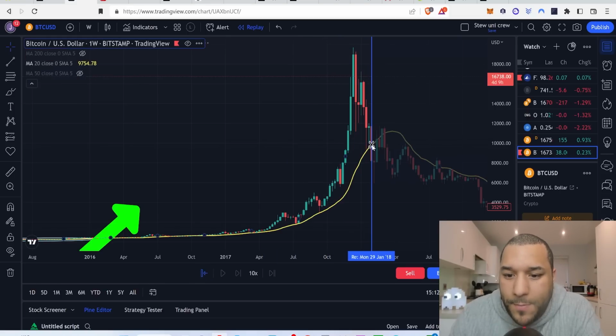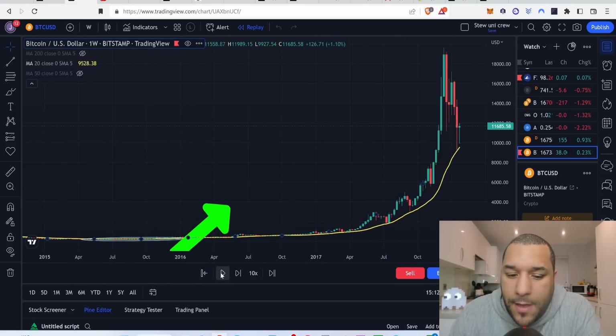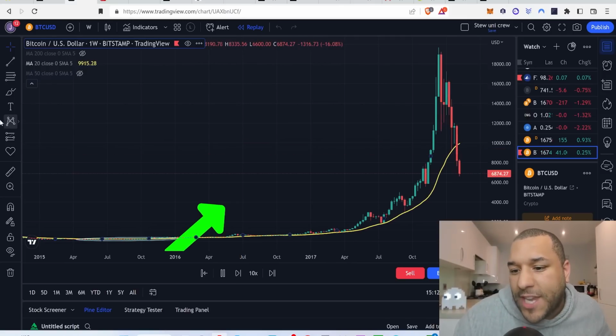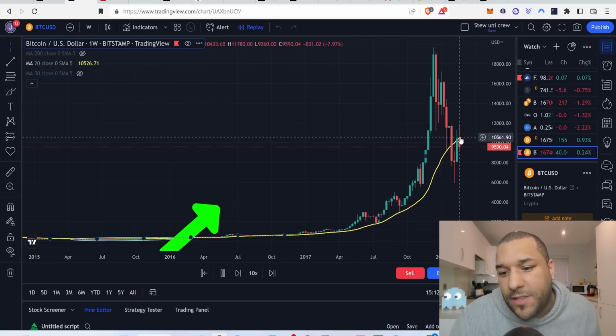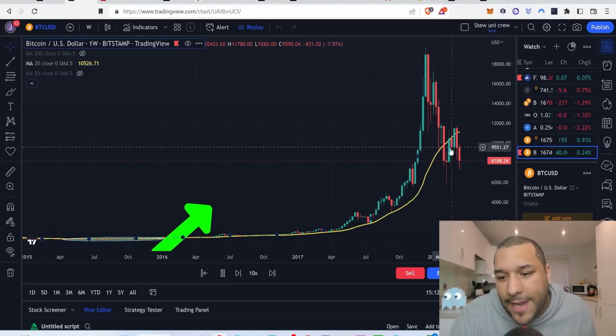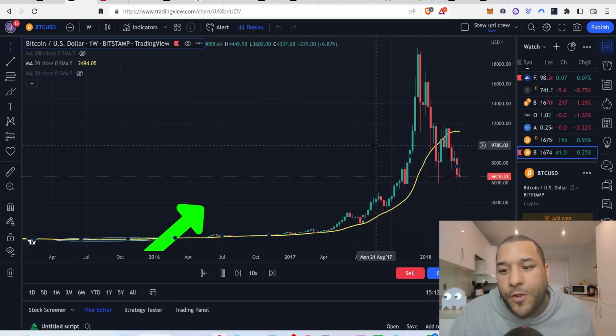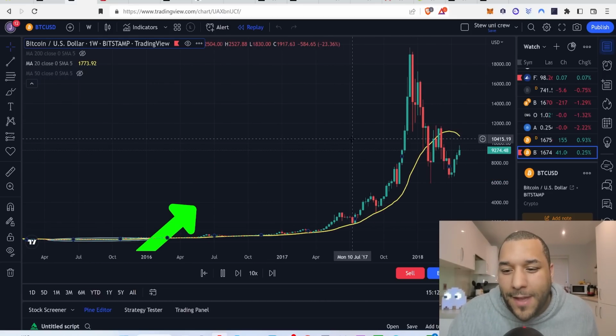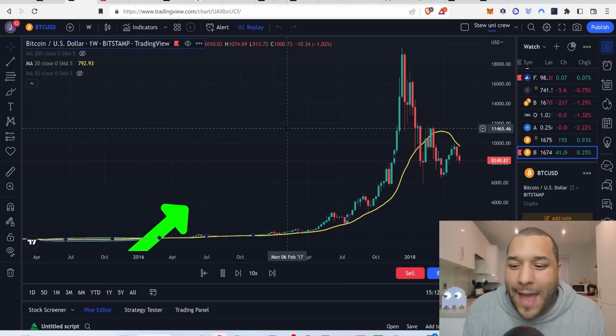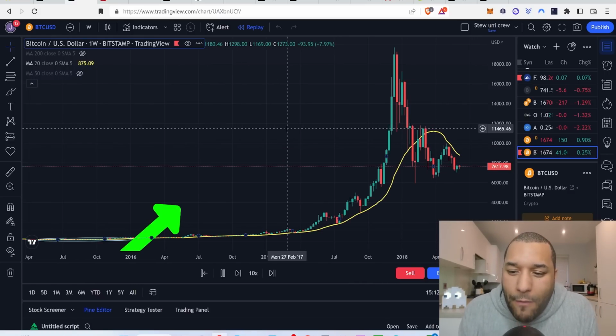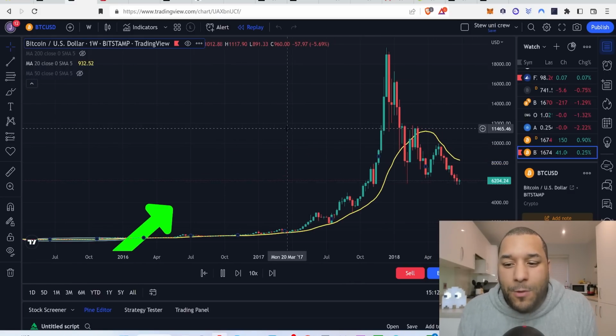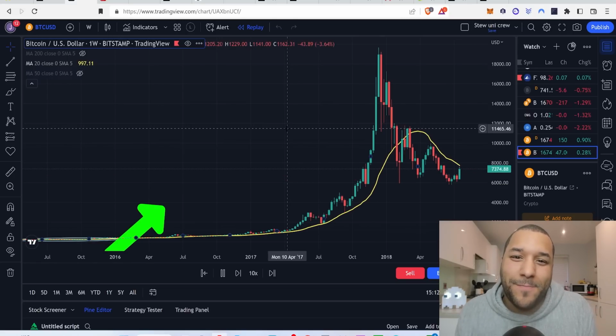From about here, when we saw the break, that's when things started to change. You can see it here. Price action found it hard to break above this line. We came up, fell back down, just couldn't break above this yellow line. So the 20-week moving average is a powerful line that we should not underestimate.